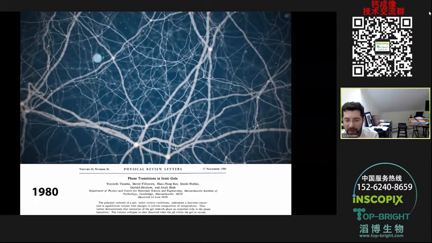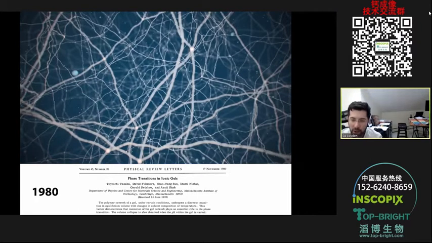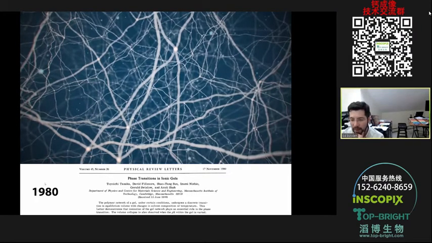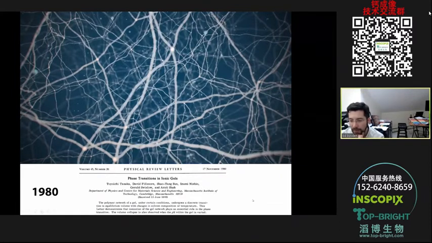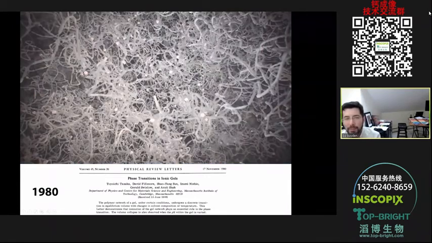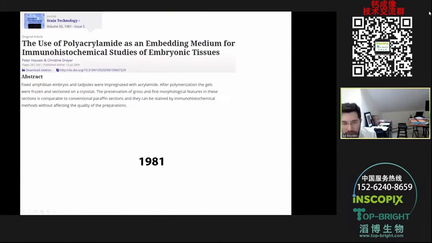And that's facilitated by the highly charged polymer. Like charges repel, you get this gigantic swelling. That was published in 1980. Interestingly, around the same time, 1981, Peter Hausen and Christine Dreyer published this really cool paper where they were embedding specimens in hydrogels. They used an uncharged hydrogel, acrylamide. The charged version that I showed you in the previous slide is acrylate, subtly different but important. And they showed that you could embed different specimens in hydrogels and use that to facilitate immunostaining and imaging.